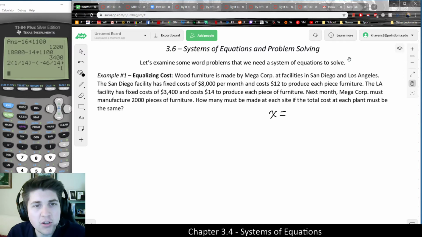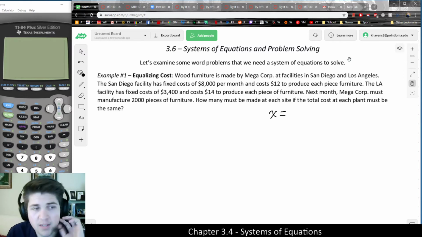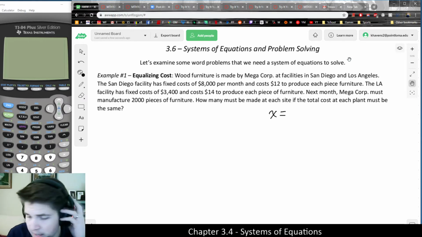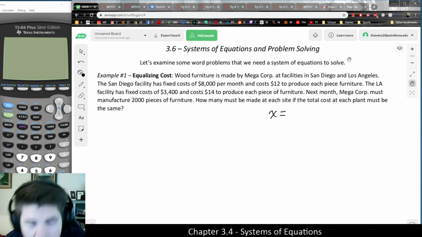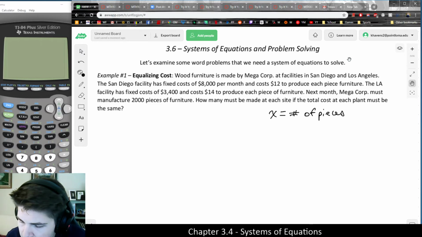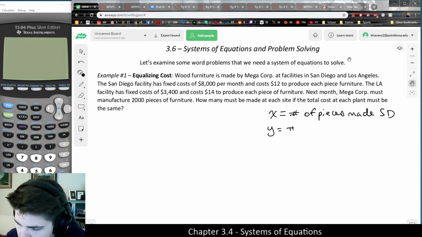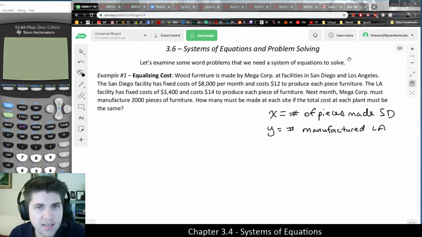You could call them S and L for San Diego and LA, because again, you can use whatever variables you want when solving systems, but I usually recommend just using x and y since we're so used to doing that in math class. But let's say x is the number of pieces made in SD, and y is the number manufactured in LA. And that should be enough for me to remember which is which when I'm solving it later.